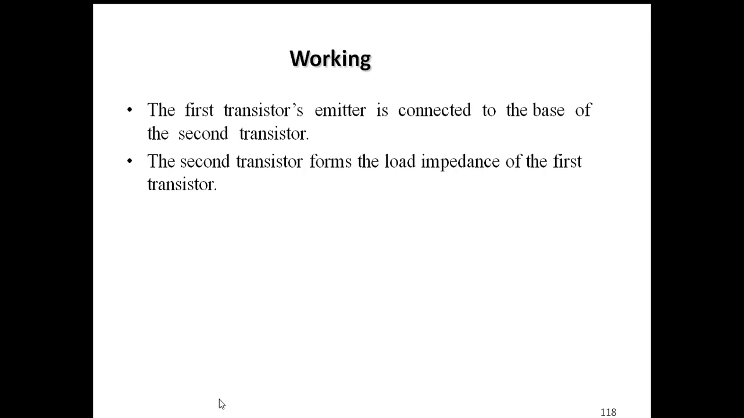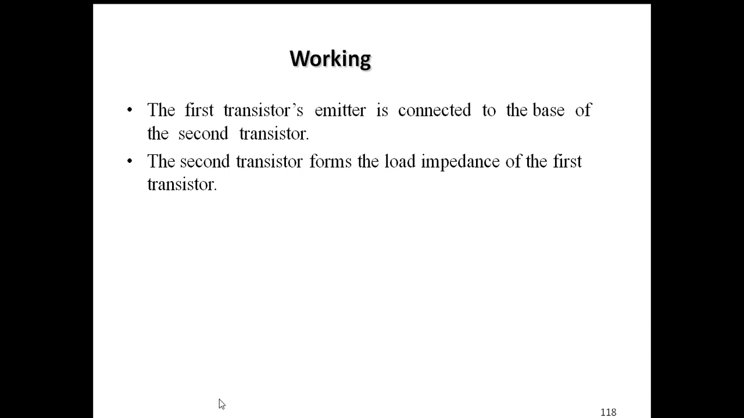Let us discuss the working. The first transistor's emitter is connected to the base of the second transistor. Just now I showed that the first transistor's emitter is connected to the base of the second transistor. The second transistor forms the load impedance of the first transistor. Since we are taking the output at the emitter, whatever we connect at the emitter is nothing but the load. Across the load we can measure the output.